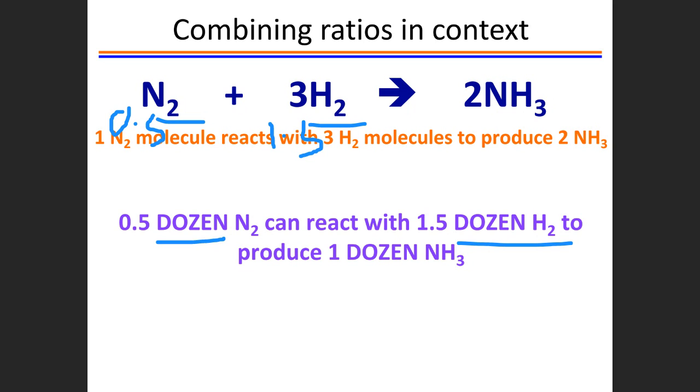Dozen, they just give you as an example. Like we say the molecule, they just say a dozen, because normally we use dozen for bananas or something like that. This is not a chemistry term, correct? They just give you as an example.